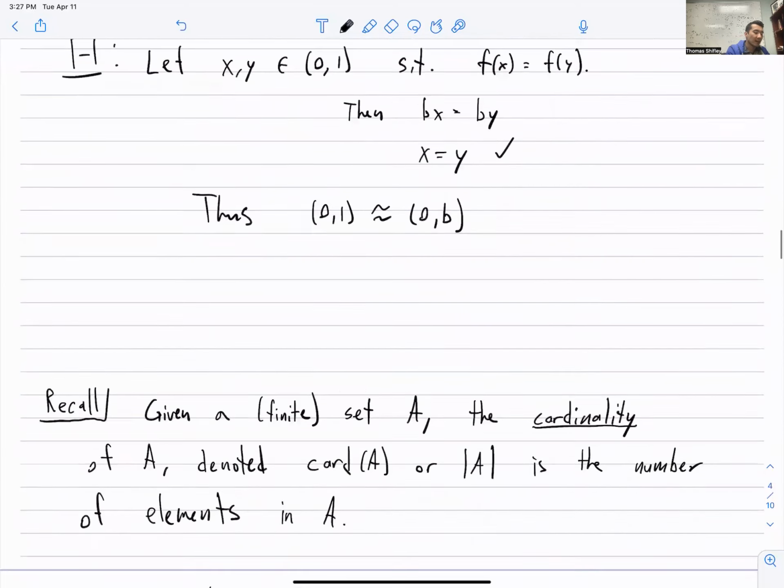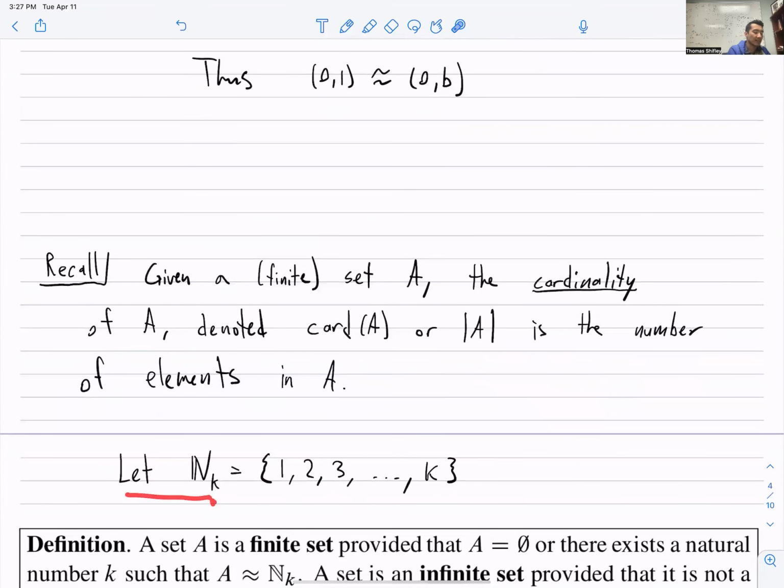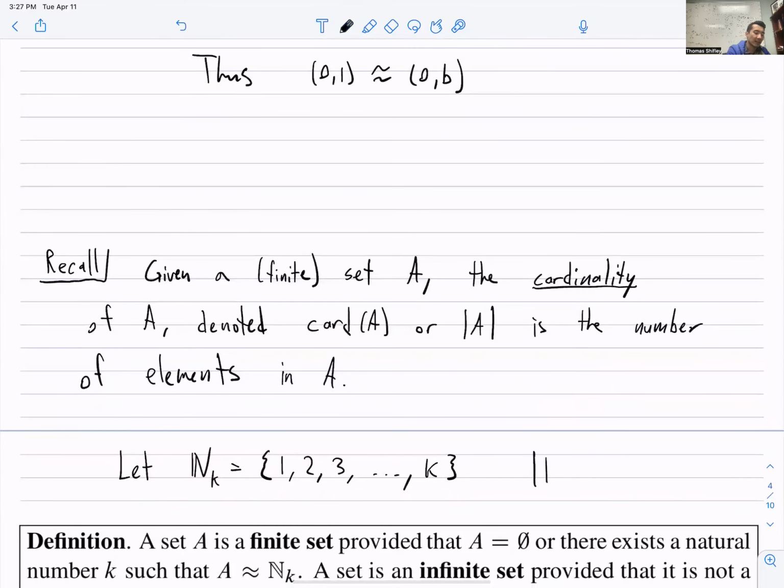Okay. Let's remember cardinality. I've been talking about it, but just a quick reminder. For a finite set A, the cardinality of A, denoted card A, or a lot of times I just use absolute values, means the number of things in it. It's the number of elements in A. And let N sub k be the subset of the first k natural numbers. And so clearly the cardinality of N sub k is equal to k.